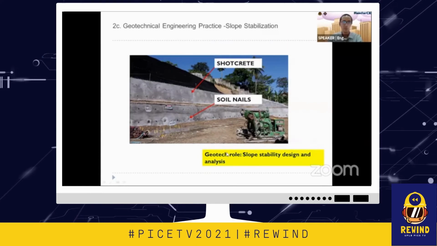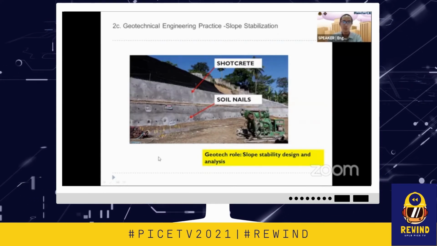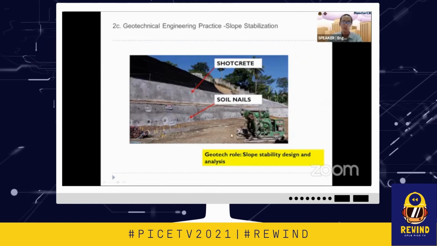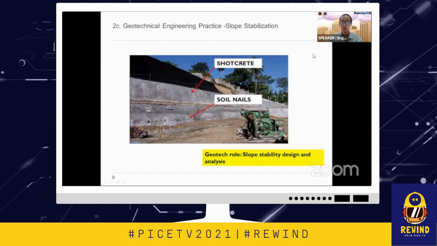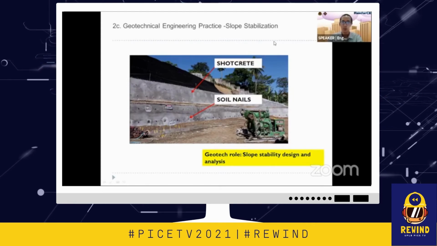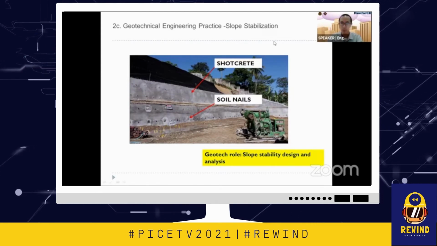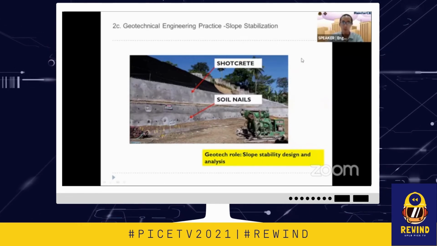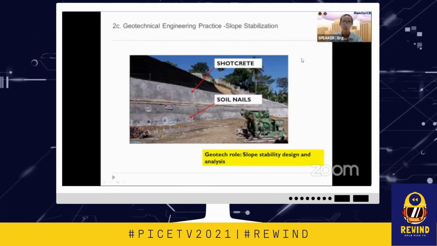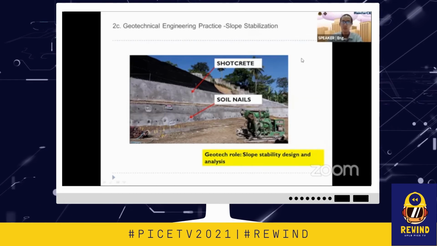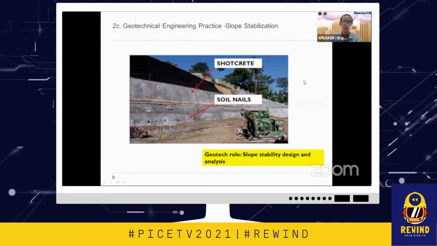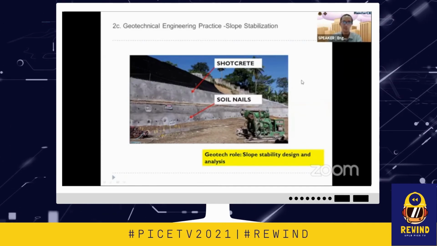So the geotechnical engineer's role is to design the slope to ensure that it is stable for all cases: for static condition, for earthquake condition, and for very intense rainfall condition. So in a nutshell, that's what slope stabilization is.